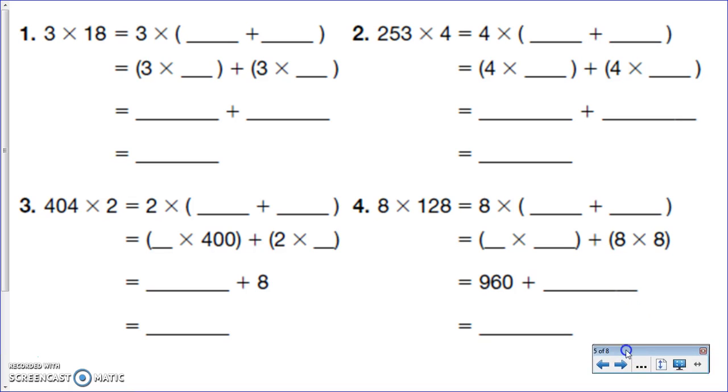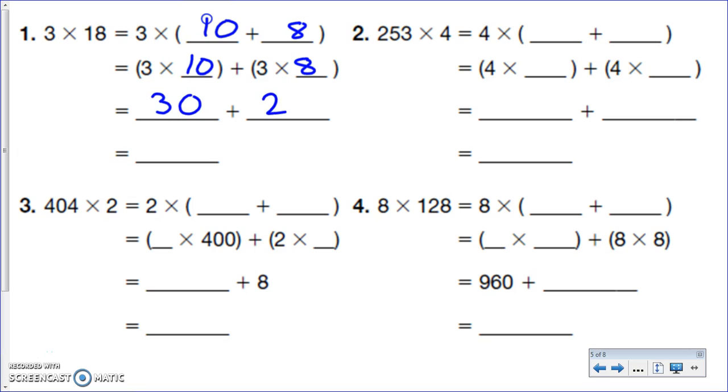For number 1, we have 3 times 18, so we're going to break 18 apart. And you always want to look for big round numbers when you're doing this. So 10 is a nice round number. So we're going to have 10 and 8 as our two numbers. And then we distribute the 3. So we get 3 times 10 and 3 times 8. So 3 times 10 is 30. 3 times 8 is 24. Then 30 plus 24 gets us 54 for our answer.